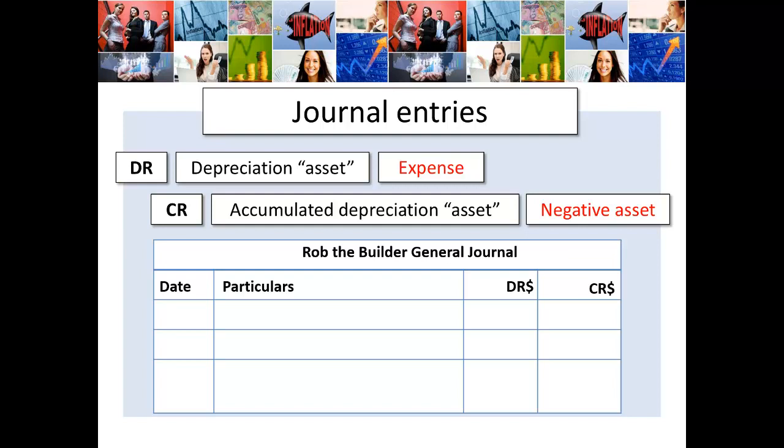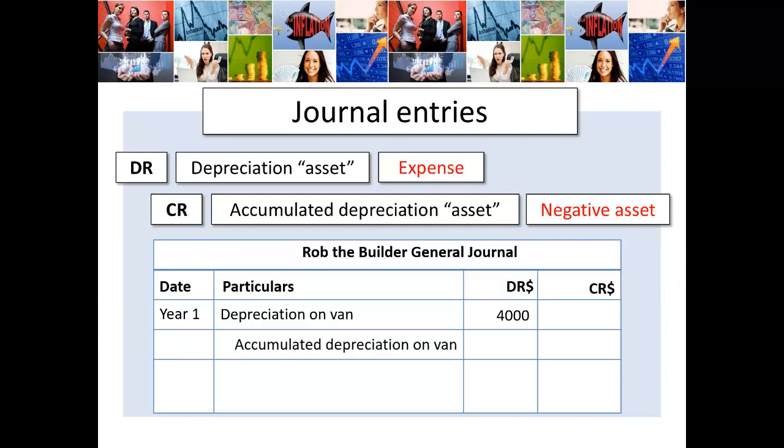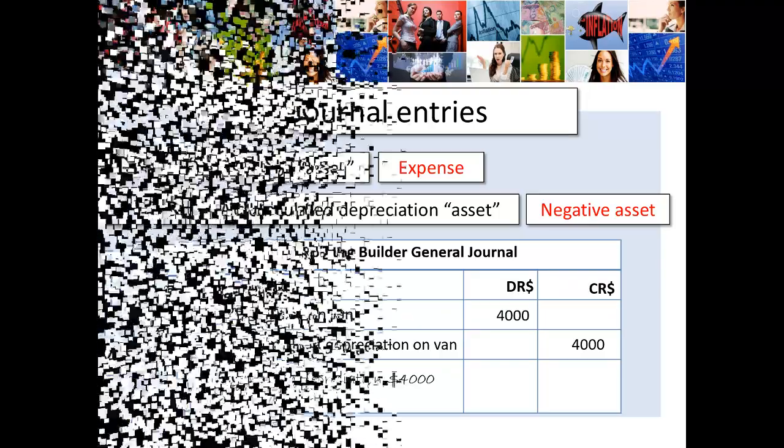So here we've got the general journal, year 1, depreciation on a van, delivery van, no doubt. It's an administrative expense. So depreciation on the asset, accumulated depreciation on the asset. We name the asset, and in this case it's van, so we'll credit negative asset. So it's on the left hand side of our accounting equation, but it's a negative asset. And our narration, year 1 van depreciation of $4,000.